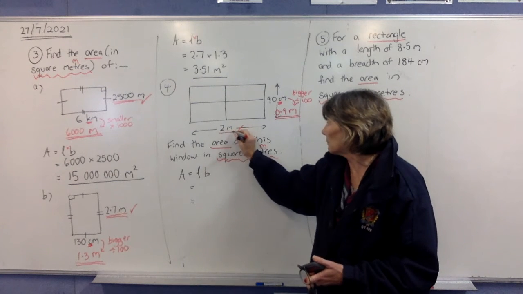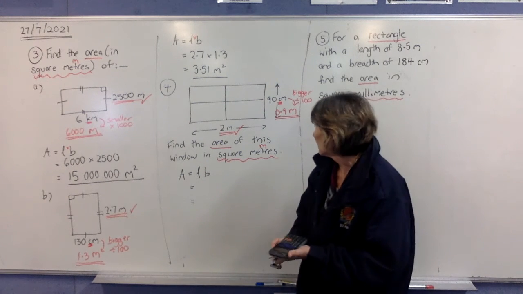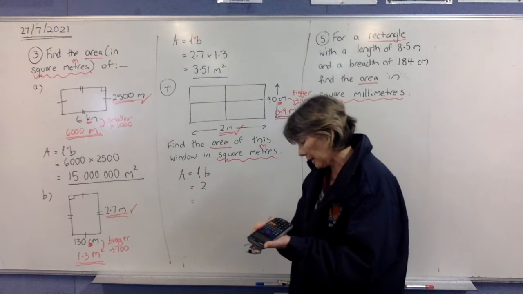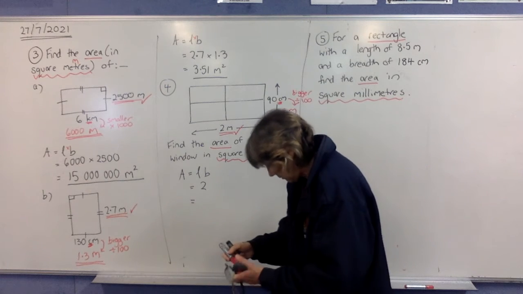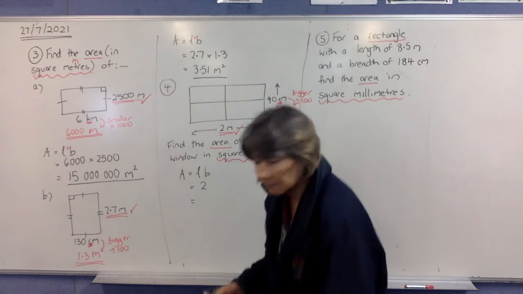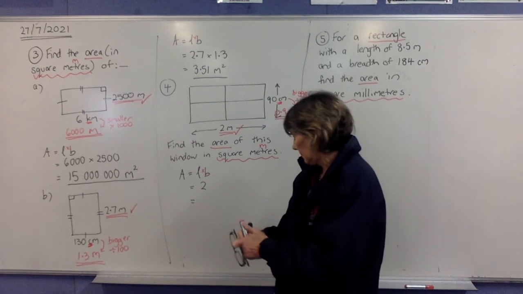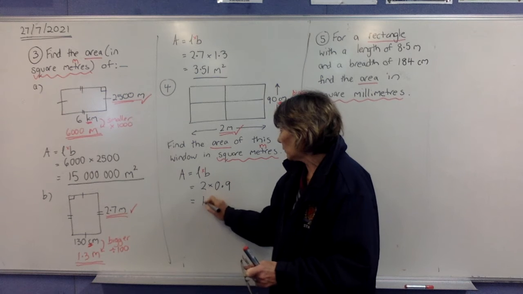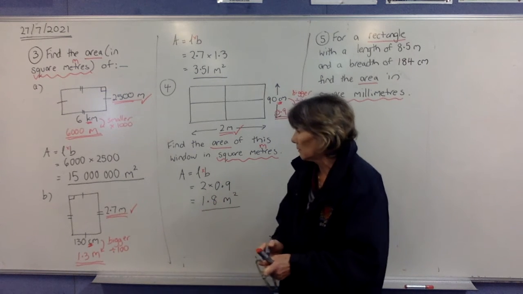These are the two numbers we're putting into our formula because they're both in metres. So we're going to put in 2 for our length, and we're multiplying by 0.9 for our breadth. And if we work that out on the calculator, we will get 1.8 metres squared.